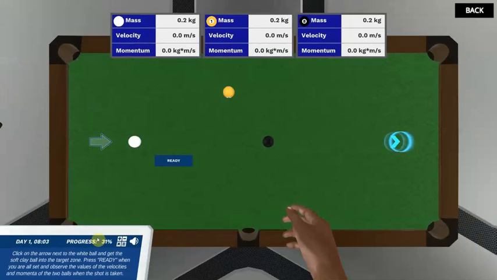Click on the arrow next to the white ball and get the soft clay ball into the target zone. Press ready when you are all set and observe the values of the velocities and momenta of the two balls when the shot is taken.